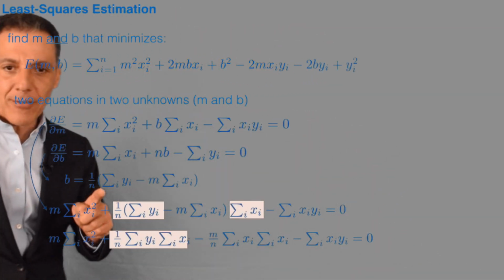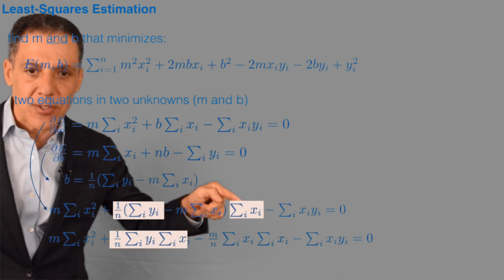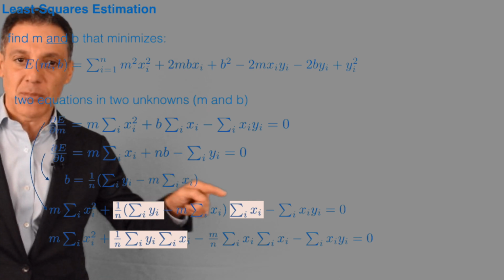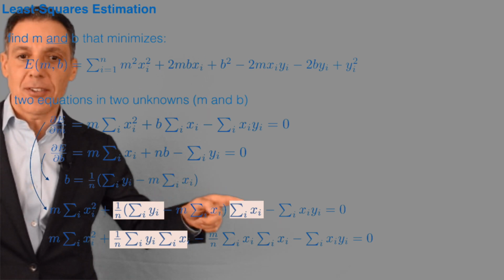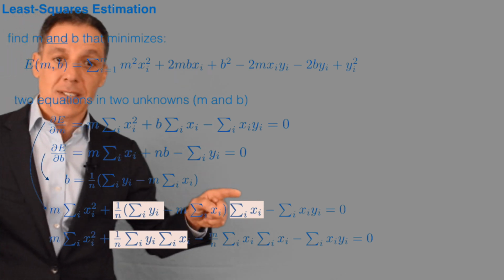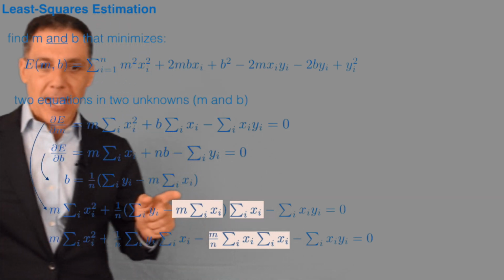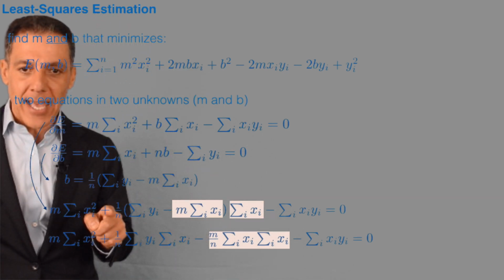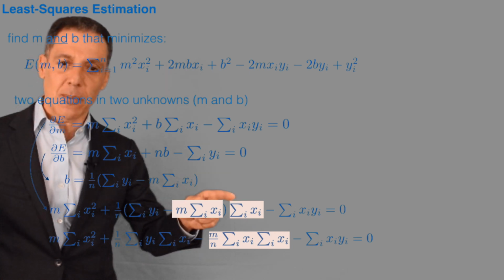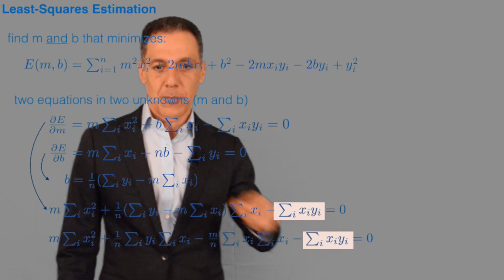Okay, now I've got a 1 over n times this whole expression here times that. But one of these things has an m in it, and I want that m. So I'm going to go ahead and multiply this out. So it's 1 over n times the sum of all the yi's times the sum of all the xi's. That's that term right there. And then I've got a minus m over n, that n came from right there, of course, times the sum of all the xi's times the sum of all the xi's. And then, of course, I still have that term drops down.